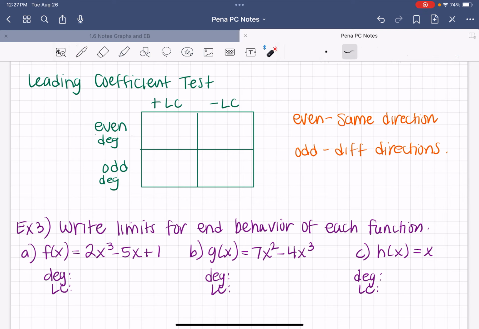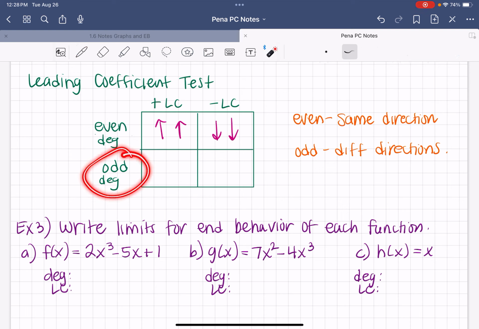If it is even, I know that they both have to go the same direction, but if the leading coefficient is positive, that means that both sides are actually going to point up. Again, if it's even, so they have to go the same, but this time it's negative, both sides have to point down.